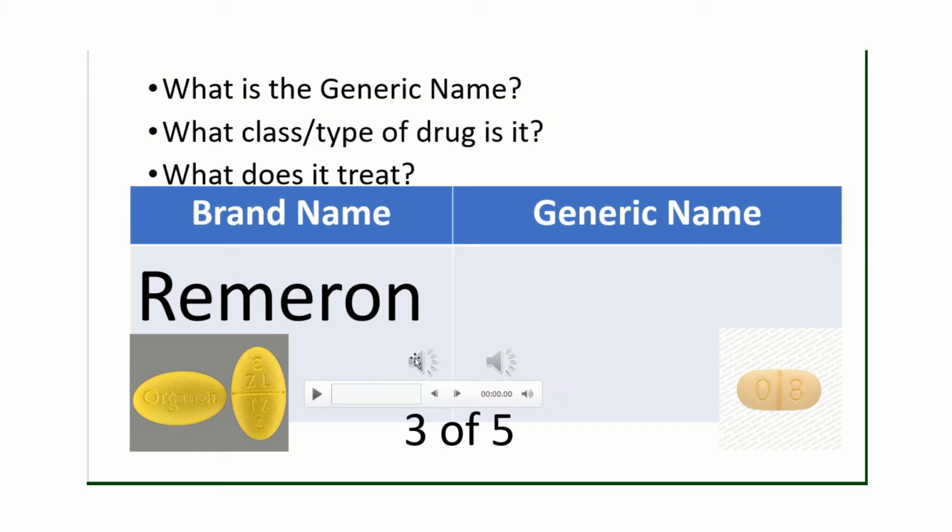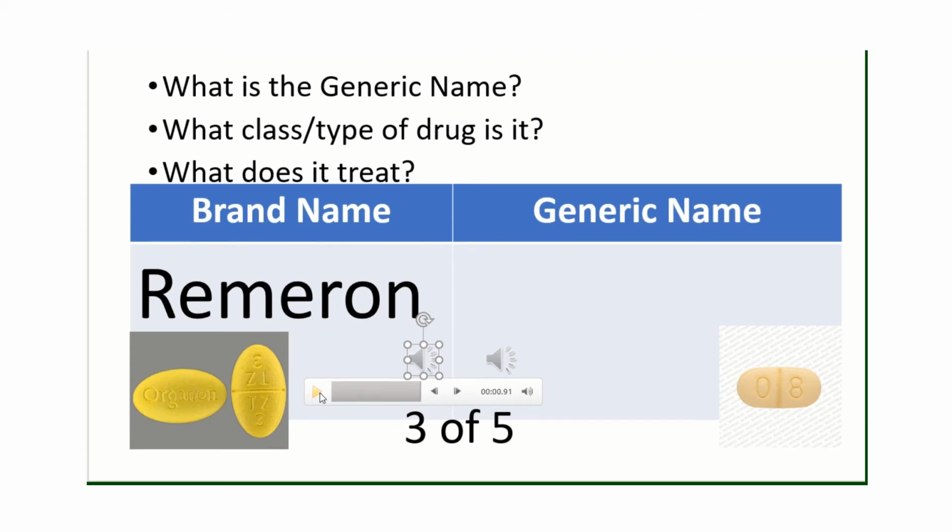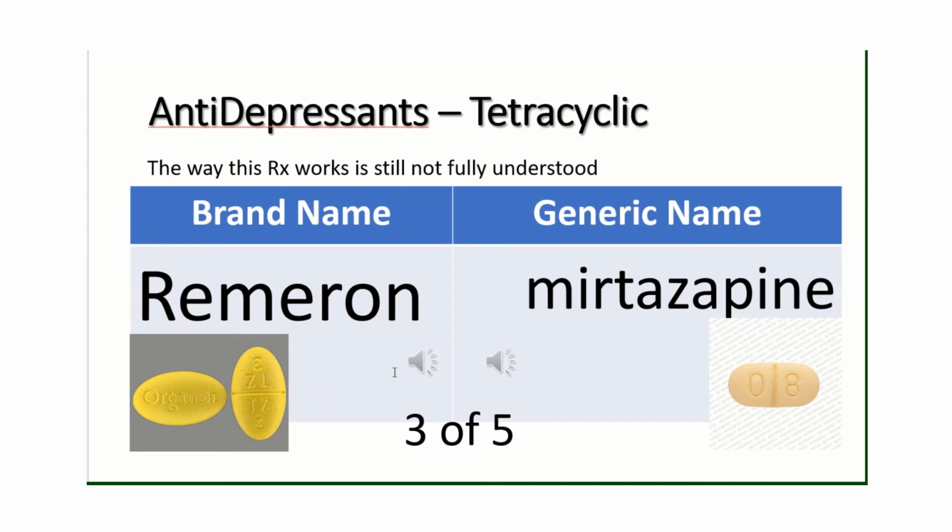What is the generic name for Remeron? What type of drug is Remeron? What does Remeron treat? The generic name for Remeron is mirtazapine. Remeron and mirtazapine are tetracyclic antidepressants. Remeron and mirtazapine are still not fully understood in how they work.